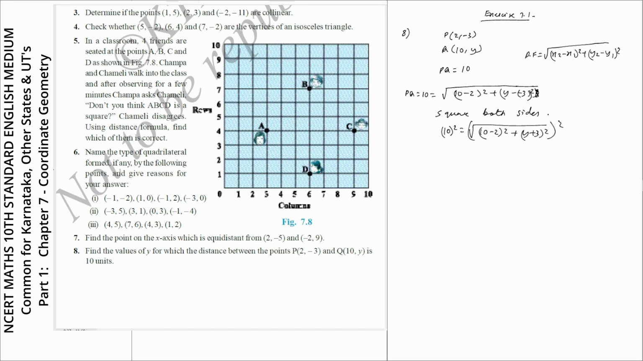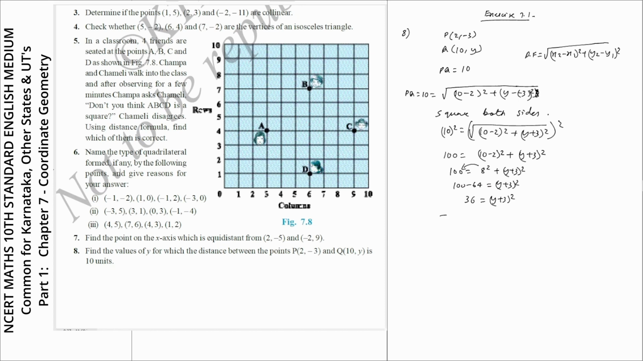So on the left hand side, 10 square is 10 into 10, that is 100. This is equal to, here the square root and the power of 2 will get cancelled. I will be left with (10 minus 2) the whole square plus (y plus 3) the whole square. So 100 is equal to 10 minus 2 is 8, so 8 square plus (y plus 3) the whole square. I will bring this side. So 8 square is 64. So 100 minus 64 is equal to (y plus 3) the whole square. So 100 minus 64 is 36. I will get 36 is equal to (y plus 3) the whole square.